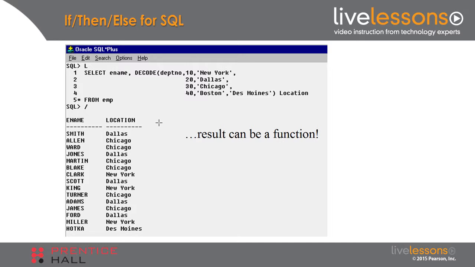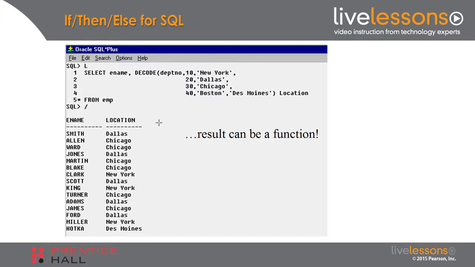It's going to decode the deptno, and I generally line it up in pairs like this. If deptno is 10, it's going to return New York. If deptno is 20, it's going to return Dallas. If it's 30, Chicago, 40, Boston. Otherwise, that's an else, it's going to return Des Moines. And this works relatively well. You can see that it returns the patterns out nicely in the query results.